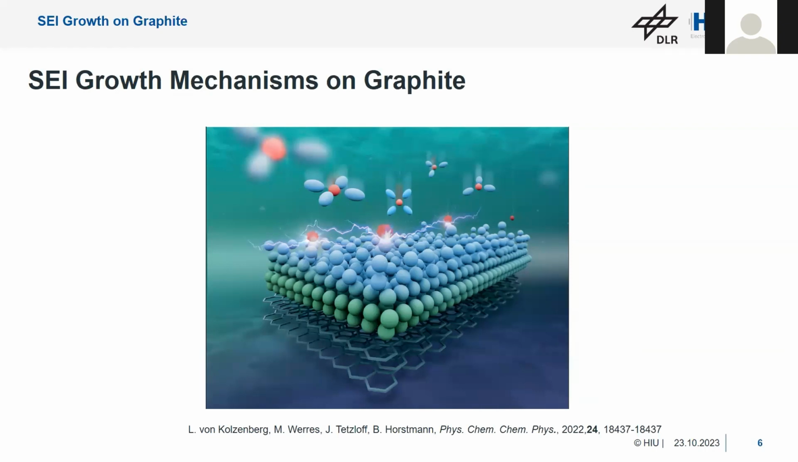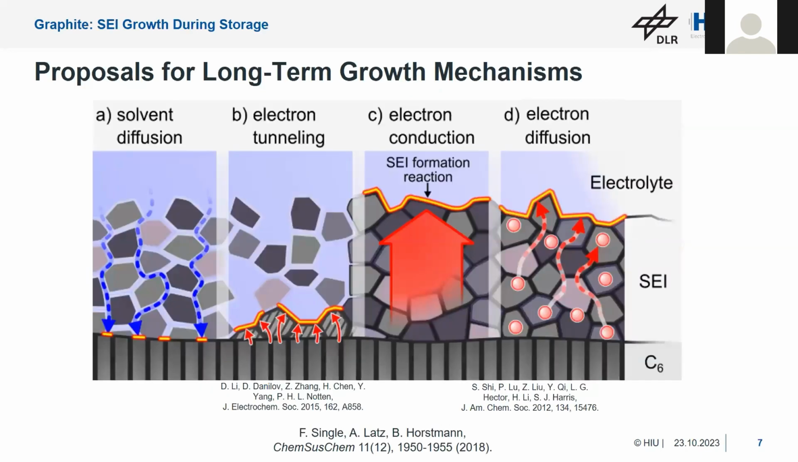So the first part of the talk will now be about the SEI growth mechanism on graphite. This is work I started more than 5 years ago together with a PhD student, Fabian Single. And at that time, there was a discussion of 4 different mechanisms in the literature.